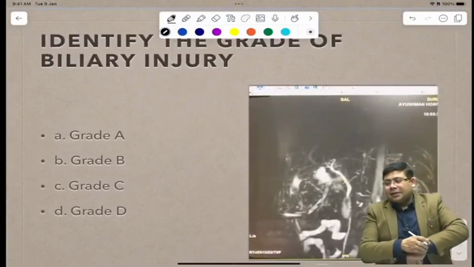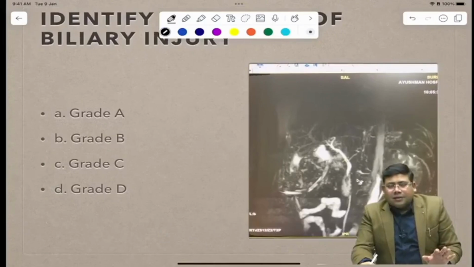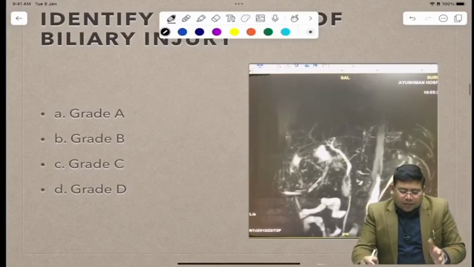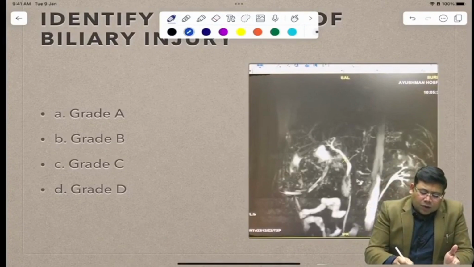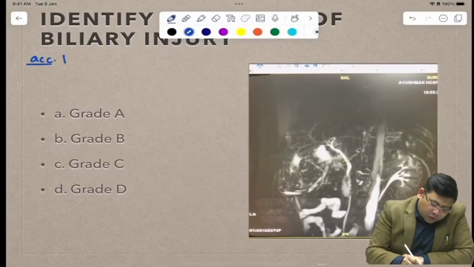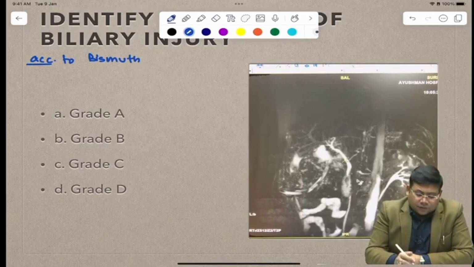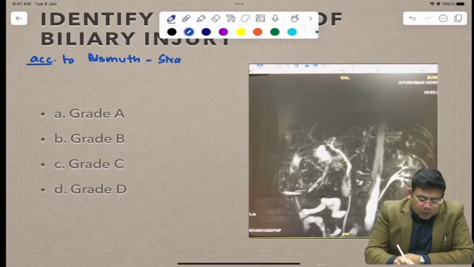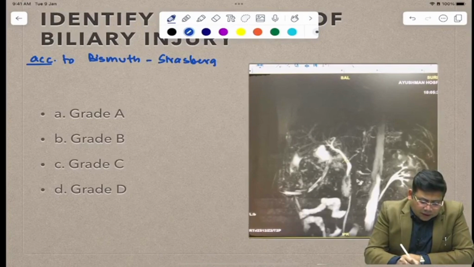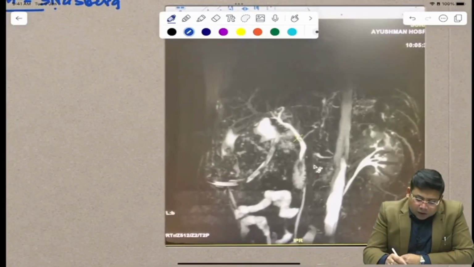Next, let us read this question. Identify the grade of biliary injury. For this, I am asking with respect to Bismuth-Strasberg, so answer according to Bismuth and Strasberg. Recently I have also taught you the Hanover classification and the other classifications, but according to Bismuth and Strasberg, tell me about the injury. I'll enlarge this image for you so that you are able to see a lot of things.